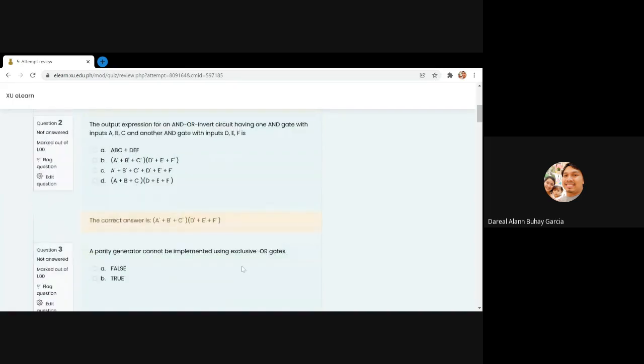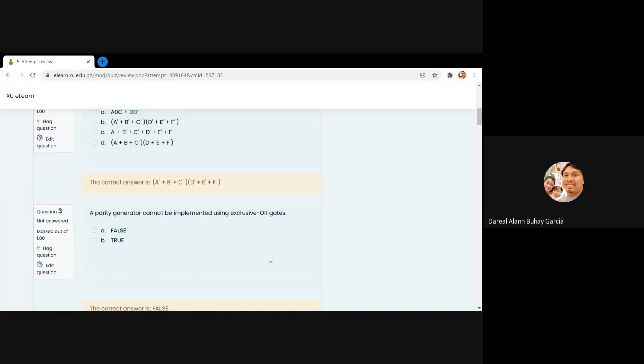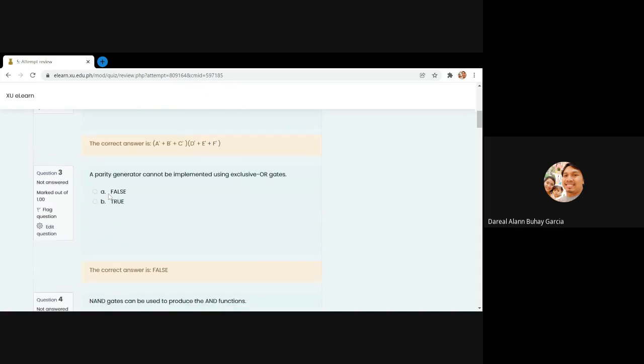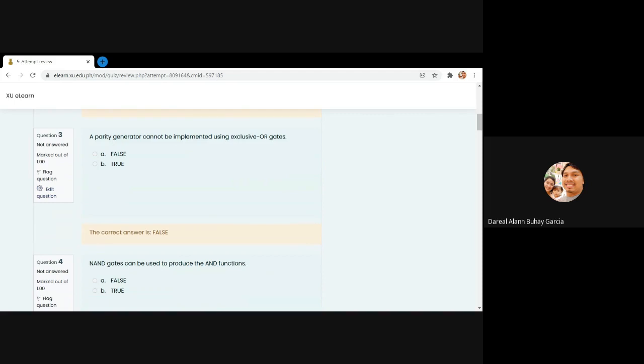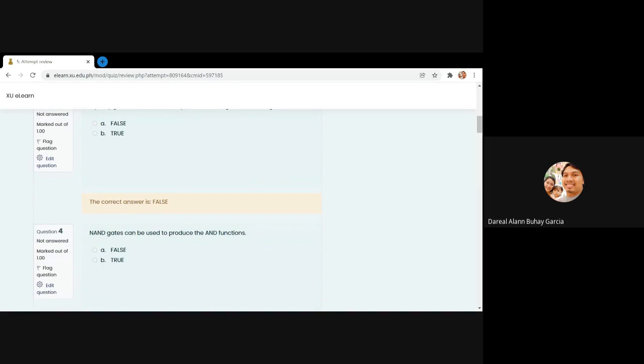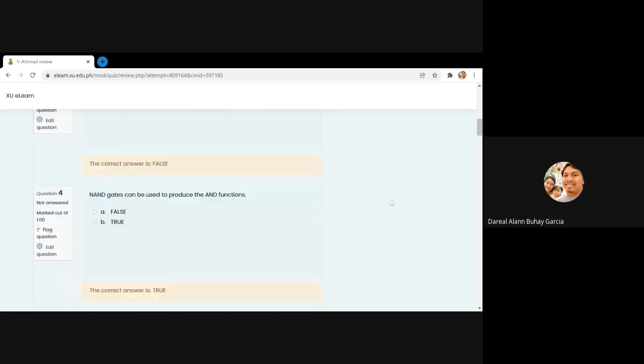A parity generator cannot be implemented using XOR gates. False. So, it can be implemented using XOR gate. NAND gates can be used to produce AND functions. True or false? True. Okay. Sakto.